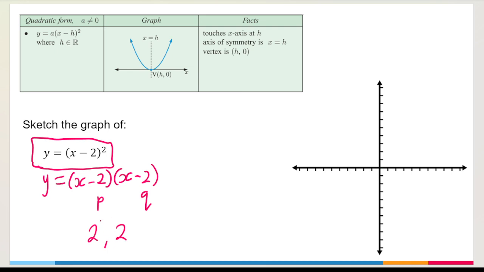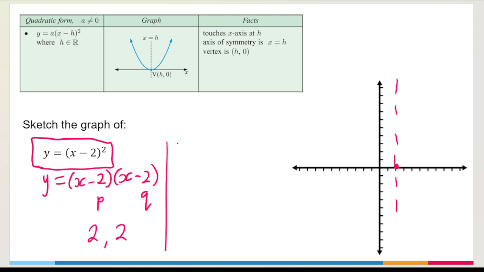It's just going to cut through the axis at x equals 2. So that's our x-intercept. The axis of symmetry is just going to be the exact same, because 2 plus 2 divided by 2 is going to give me just 2. So let's draw that one.